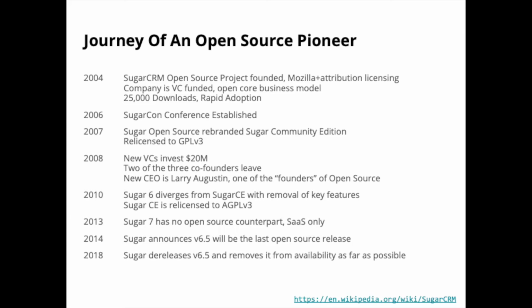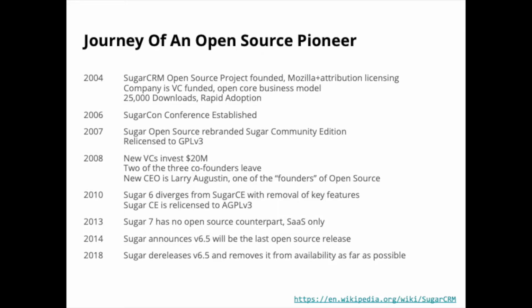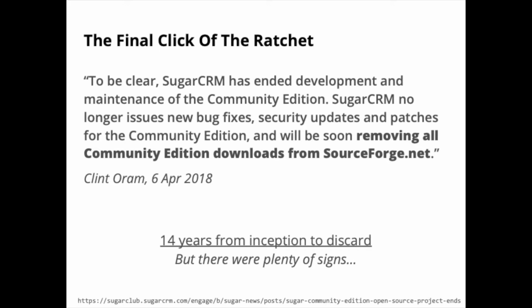So if you wanted to install a CRM yourself, you had to use the defeatured version of Sugar version 6. In 2014, as had really become obvious, Sugar announced that version 6.5 of Sugar CE would be the last open source release. And then in 2018, the final click of the ratchet came along, and Sugar attempted to remove all trace of the community edition from sourceforge.net and from the internet. They weren't completely successful. There were other forks because people had had plenty of time to get ready for that.